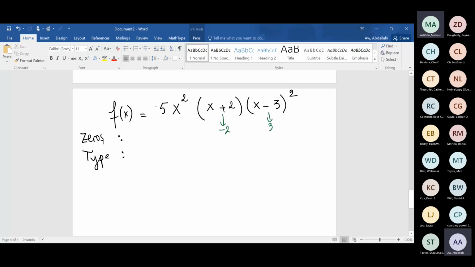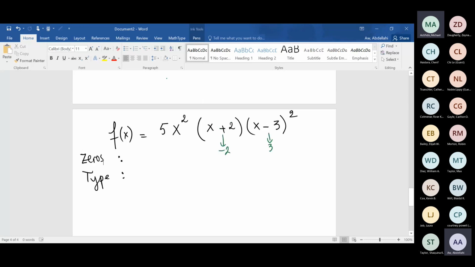Okay, this one right here, I intentionally put the 5 here, but it doesn't change what the zero is, whether it's 5 or another number. When you set 5x squared equals 0, you divide by 5 and get x squared equals 0, which means x equals 0, right? Whether you have 5 or any other number multiplying x squared, the zero will not change. It's still going to be 0. See, the 5 here does not play any role for the zeros, right?